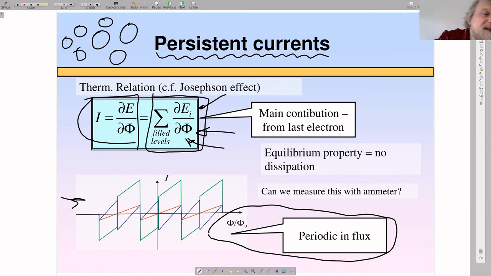But there is an effect which is periodic in magnetic field, and thereby one can separate this signal from the background of all other signals. One can measure persistent currents in quantum dots. All right.